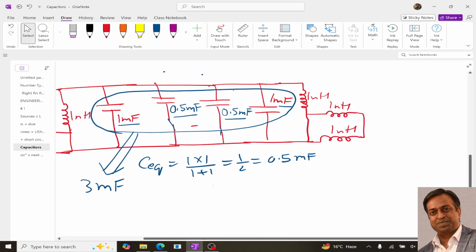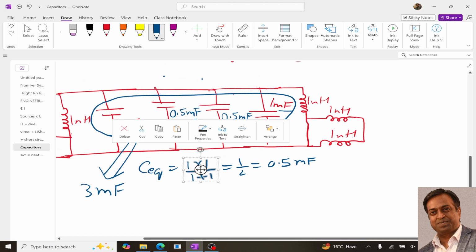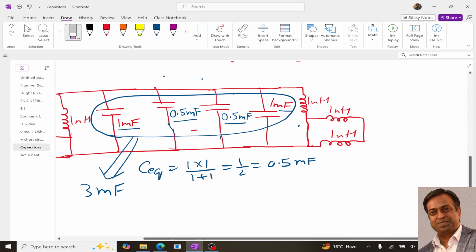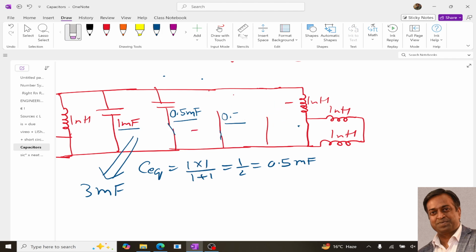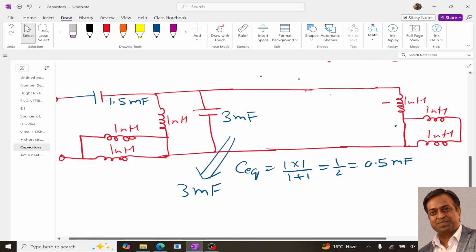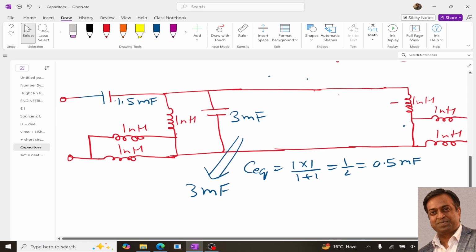So we can replace these 4 capacitors with a single capacitor. So let me remove this complete thing. So we will have only one, and the value is 3 millifarad. Now after this, we can come to the inductors, right?